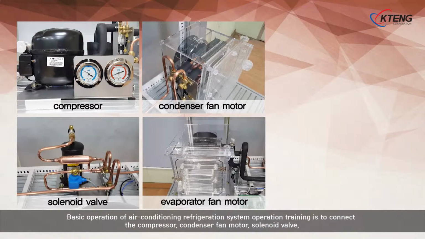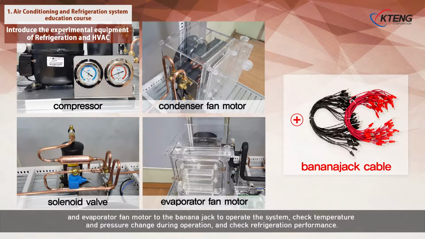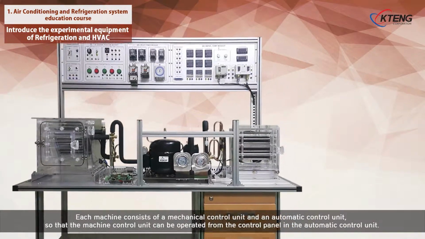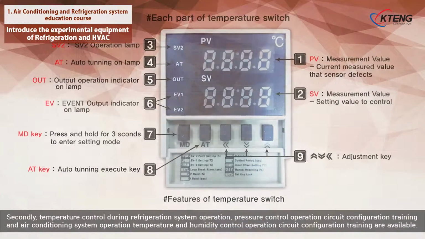Basic operation of air conditioning refrigeration system operation training is to connect the compressor, condenser fan motor, solenoid valve, and evaporator fan motor to the banana jack to operate the system, check temperature and pressure change during operation, and check refrigeration performance. Each machine consists of a mechanical control unit and an automatic control unit, so that the machine control unit can be operated from the control panel in the automatic control unit.